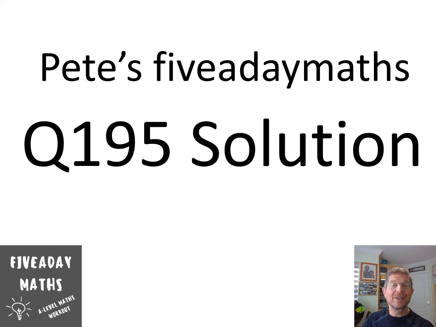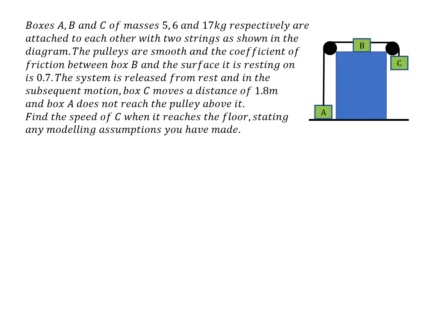So we've got two pulleys now, three boxes, and all things moving in different directions. So here's the diagram, and the first thing we're going to do, as usual, is to put the forces on the diagram. We've got the weight of box A, the weight of box B, and the weight of box C.